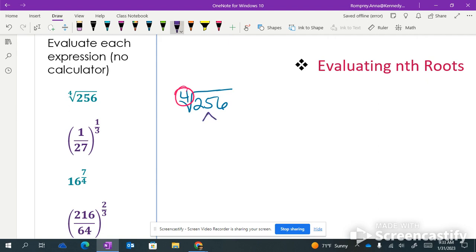So I'm going to make a factor tree. Remember, I like how Mackenzie said the other day, it's basically like a division chain.